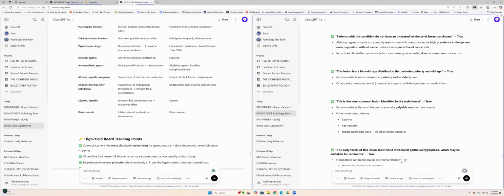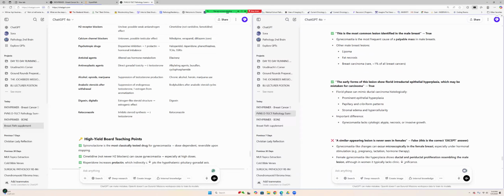This is the most common lesion identified in the male breast. True or false? True. What are other male breast lesions? You can have lipoma, you can have fat necrosis, and you can occasionally have carcinoma, 1% of all breast cancers.